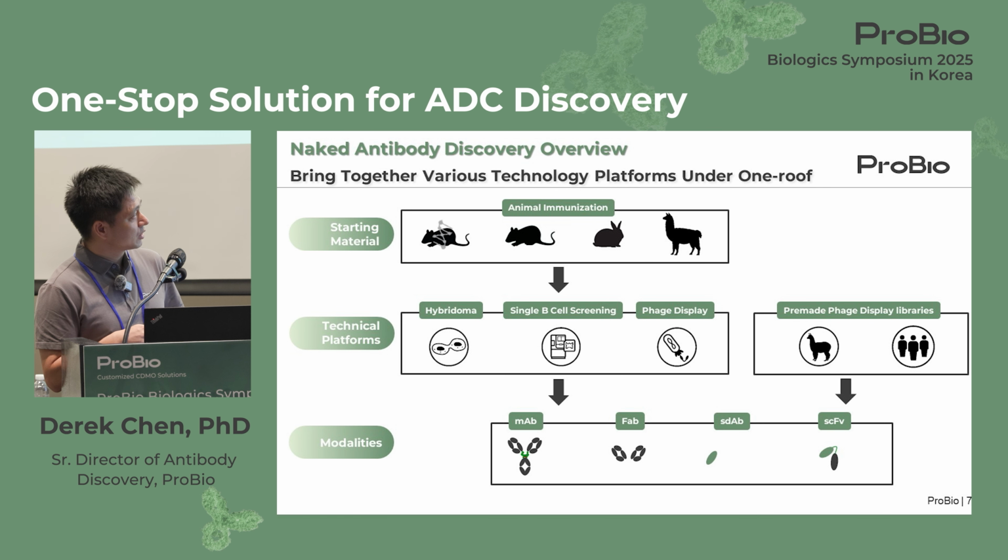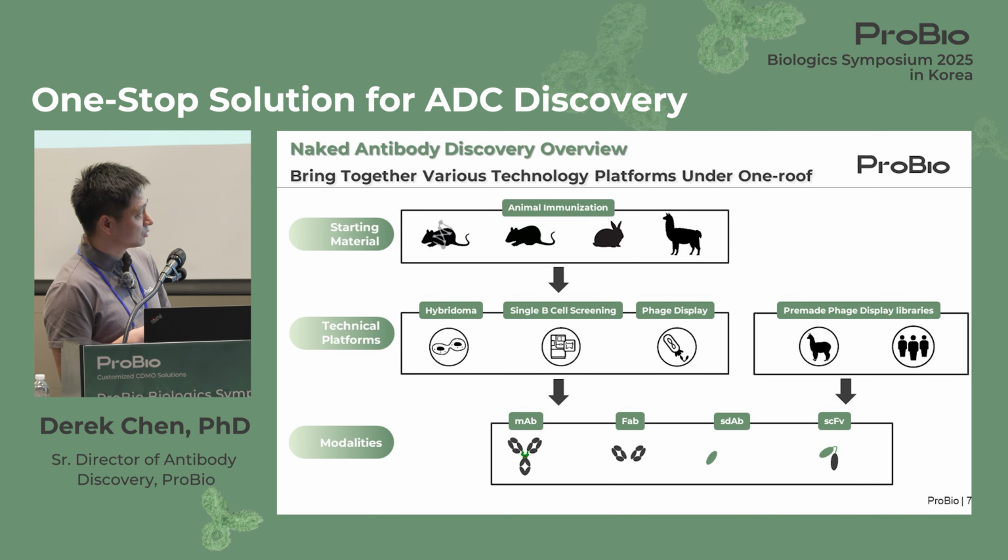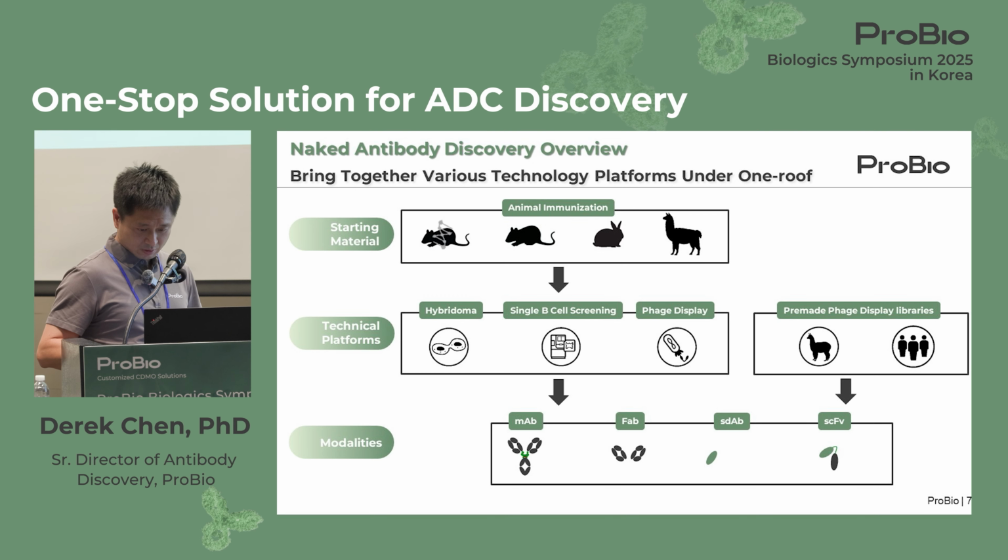Both in vivo and in vitro approaches can be achieved by platform technologies like hybridomas, a single B cell, and phage displays. And the final leads can come in as formats like traditional full-length IgGs or antibody fragments, including Fab, single domains, or single-chain FVs.